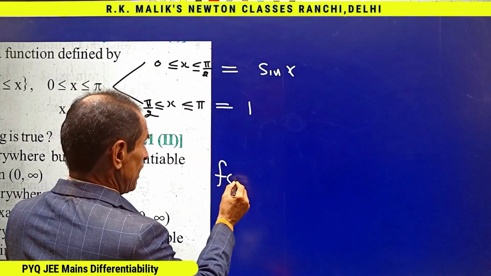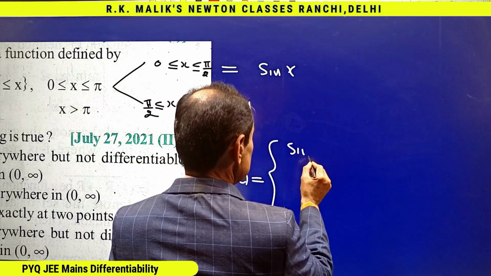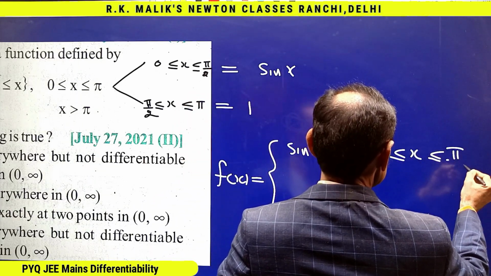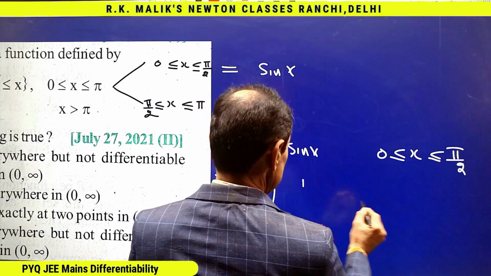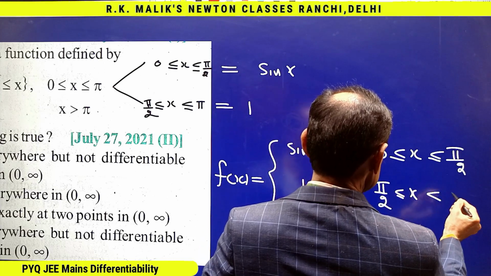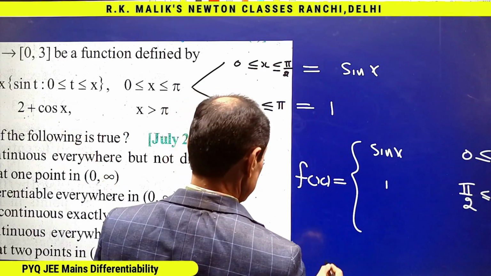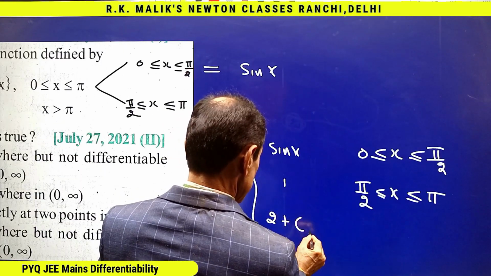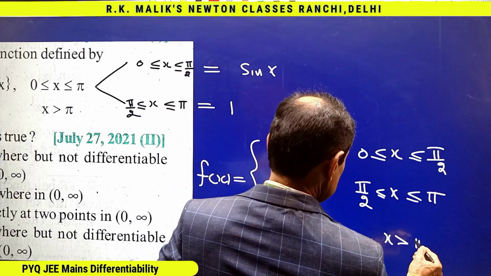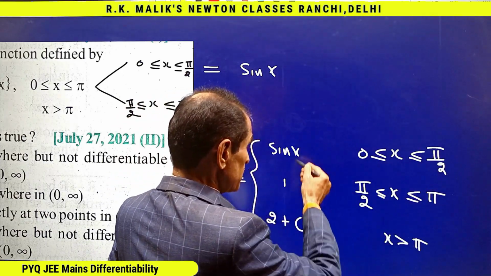Hence, I conclude that f(x) is equal to sin x if 0 is less than or equal to x less than or equal to pi by 2, 1 if x lies between pi by 2 and pi, and 2 plus cos x if x is greater than pi. Note that at pi by 2, both have given the same answer.